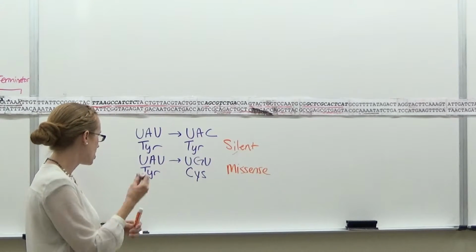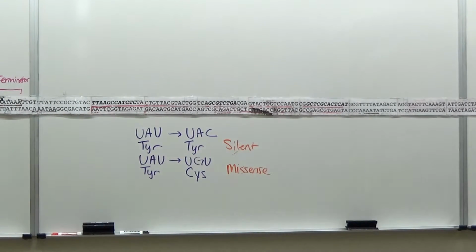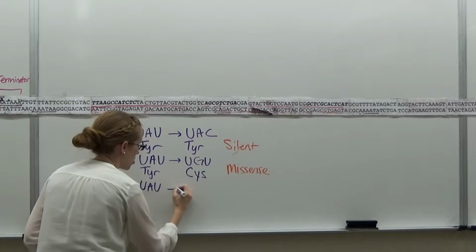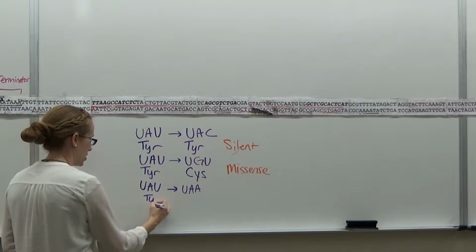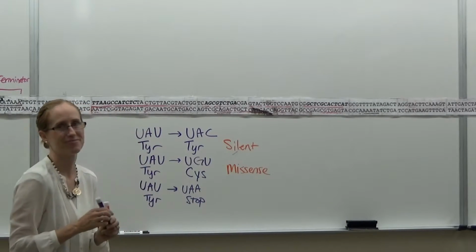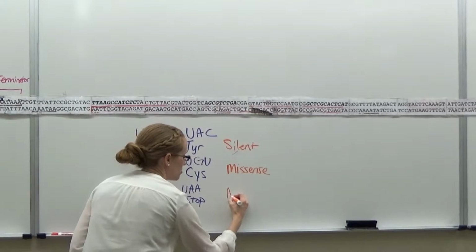And then let's say instead of UAU, I wrote UAA. This is a tyrosine. This is a stop. It doesn't make any sense at all. There's no word there. So it is a nonsense mutation.